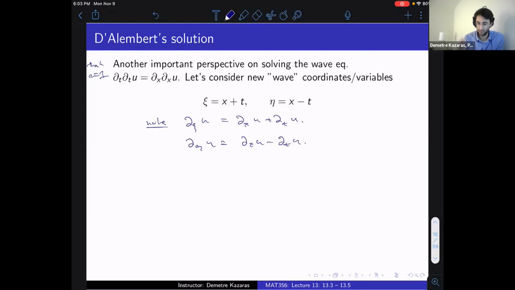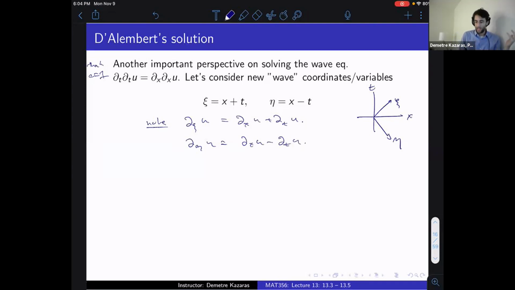So you can think of it as a derivative with respect to a different coordinate. You can think of it as a directional derivative of this function of two variables in the direction of x plus t and x minus t. If this is x and this is t, then xi looks like this, eta looks like this: x plus t, x minus t. So it's a coordinate system that is a rotated version of x and t. Anyway, here's what we have.